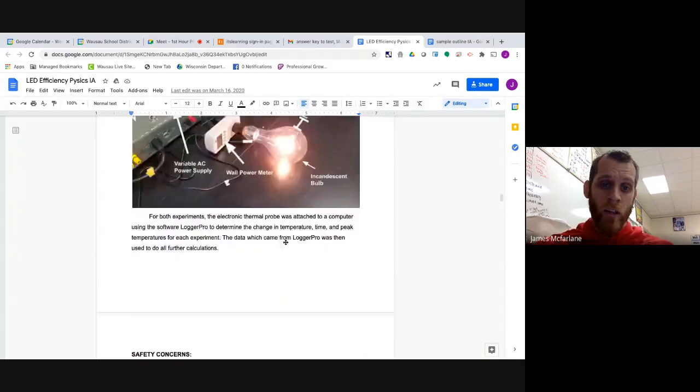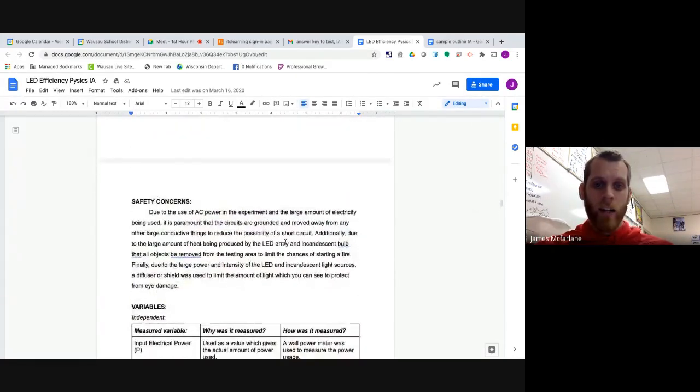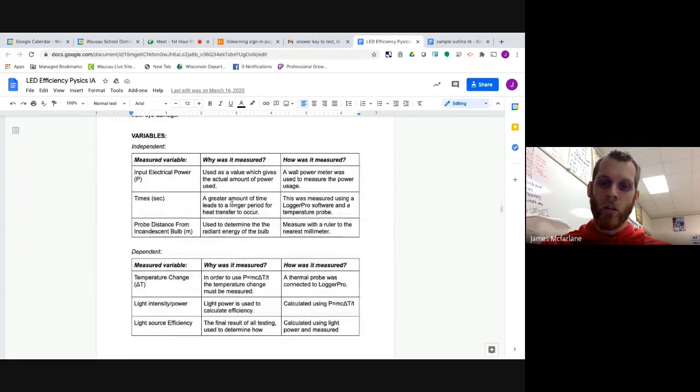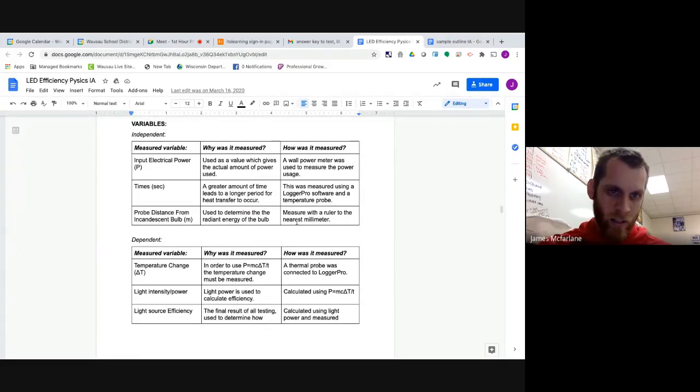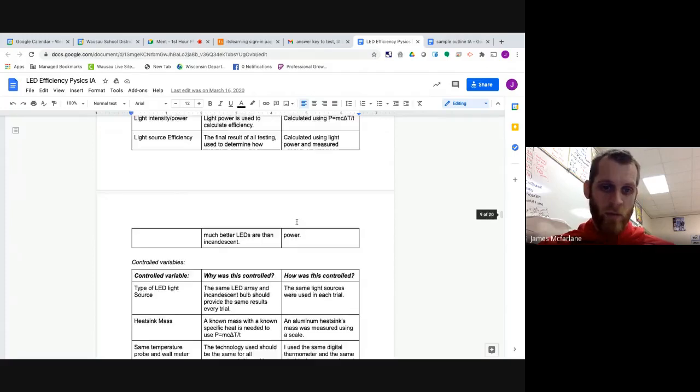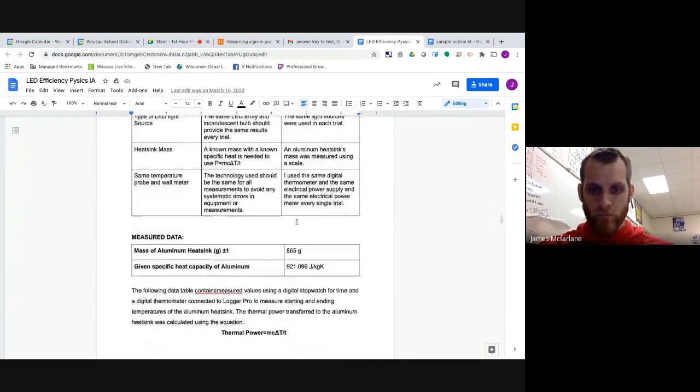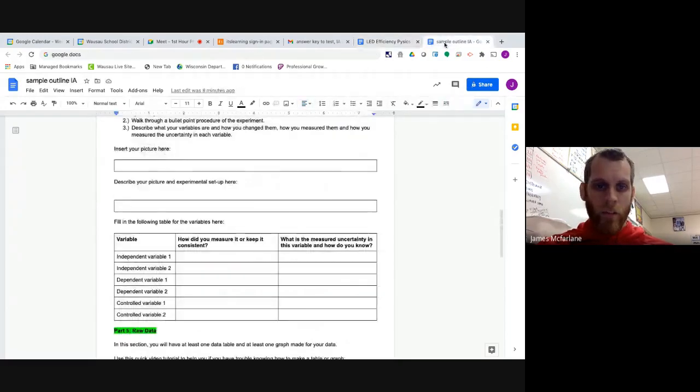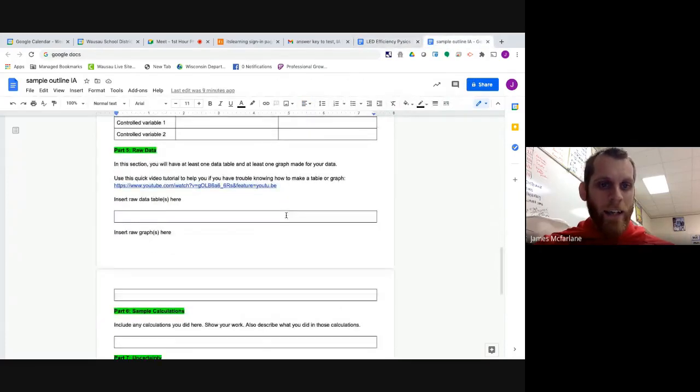He walks through, what did he do? So he took some clear pictures there. He talked about some safety concerns, which is always good. And then once again, here's the table that he used. What did he measure? Why was it measured? How did he measure it? One thing that is missing here is uncertainty, but he does mention that later on.